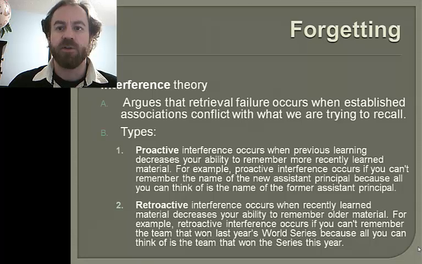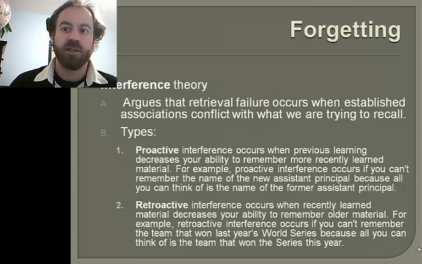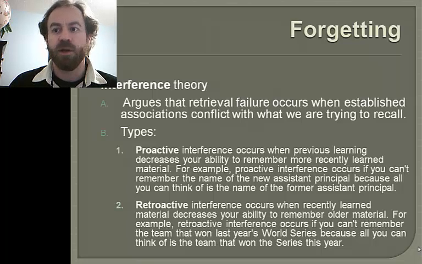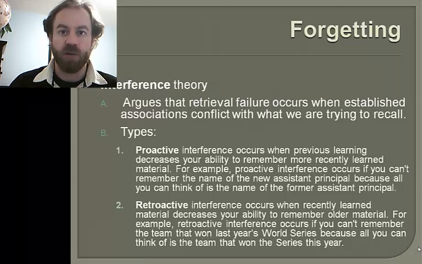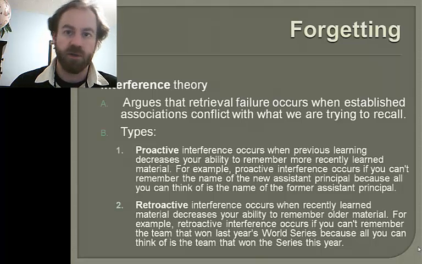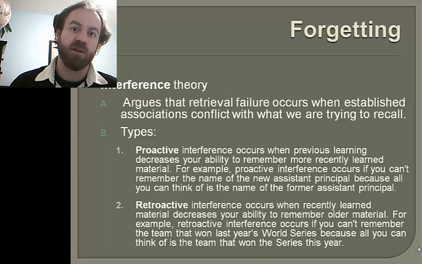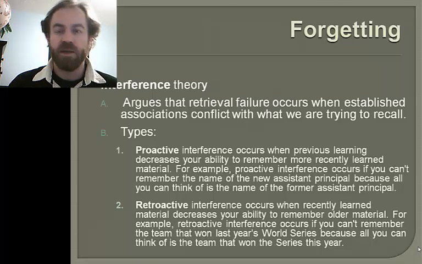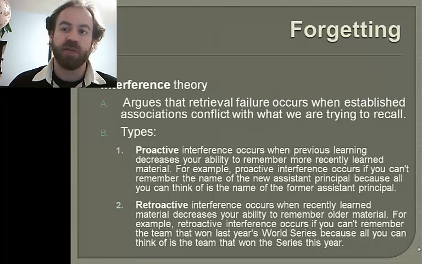Interference theory argues for two processes: proactive interference, where previous learning decreases your ability to remember more recently learned material, and retroactive interference, which is the opposite. You cannot remember older material because of the recently learned new stuff. In proactive interference, you may find it hard to learn Spanish because you had previously learned French very well. In retroactive interference, your newly learned Spanish inhibits your recollection of the previously learned French.